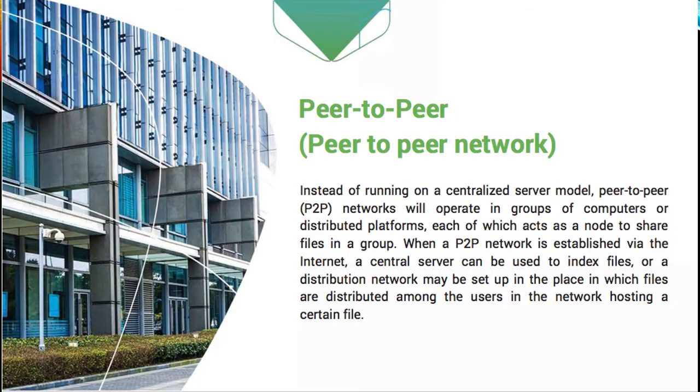Peer-to-peer network. Instead of running on a centralized server model, peer-to-peer (P2P) networks operate in groups of computers or distributed platforms, each of which acts as a node to share files in a group. When a P2P network is established via the internet, a central server can be used to index files, or a distribution network may be set up in which files are distributed among the users in the network hosting a certain file.